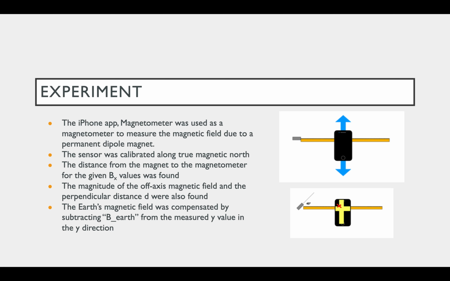In this experiment, the iPhone app magnetometer was used to measure the magnetic field due to the permanent dipole magnet. The sensor was calibrated along true magnetic north, and the distance from the magnet to the magnetometer for the given Bx values was found, as well as the magnitude of the off-axis magnetic field and the perpendicular distance d. The Earth's magnetic field was compensated by subtracting B of Earth from the measured value in the y direction, which is the perpendicular direction.